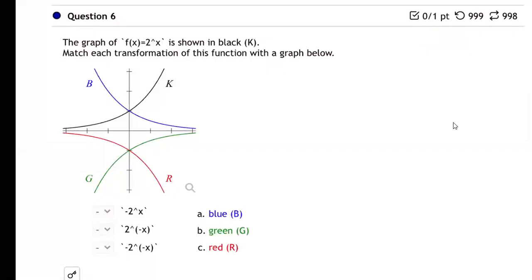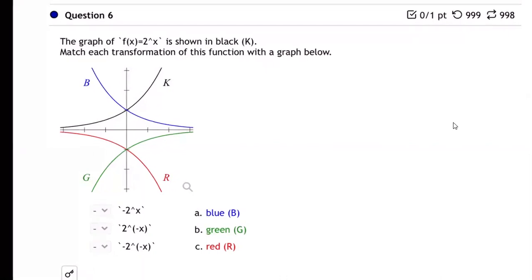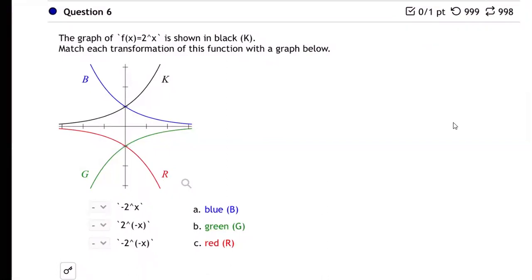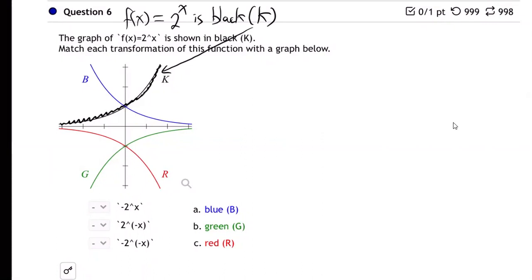Number six here. So they're giving us a bunch of graphs, and they want us to figure out which one. So it says up here, let me write it like it looks on your screen. f of x equals 2 to the x power is black. They're using K instead of B because they didn't want to confuse black with blue. So they used K for black. So that means it's this graph right here. I'm going to scribble it. That one is the function f of x equals 2 to the x power.